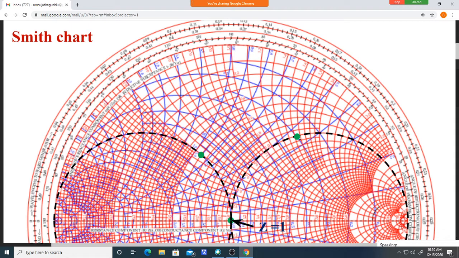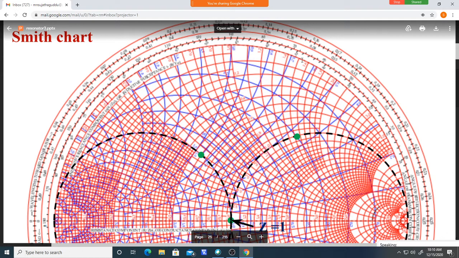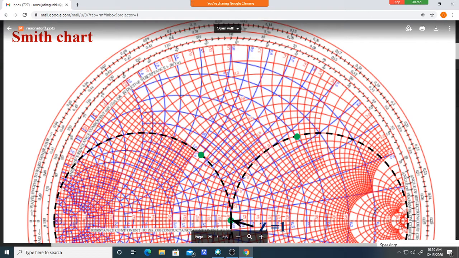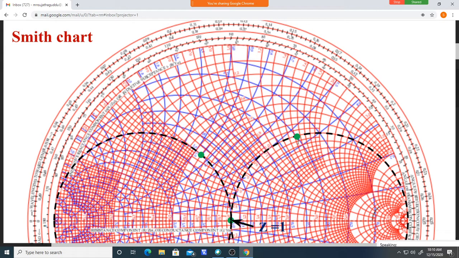So the R value is 1, the reactance value is 1.55. So the answer is 1 plus j1.55, because reactance is positive in the upper part. So the X value is plus 1.55 passing through this point. So like that you can read reactance values here. That is the way of reading admittance and impedance at the same position, and you should identify the resistance circle and reactance circles passing through this particular point.